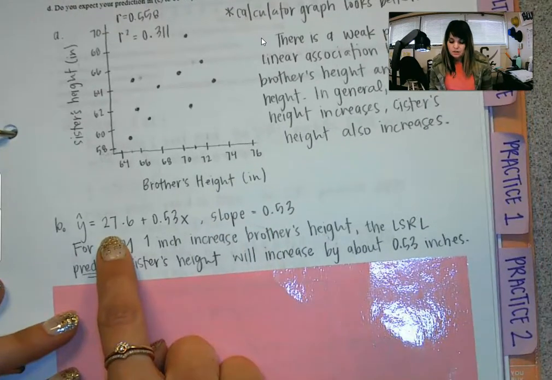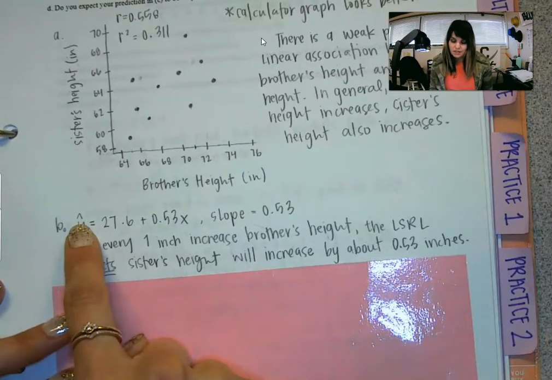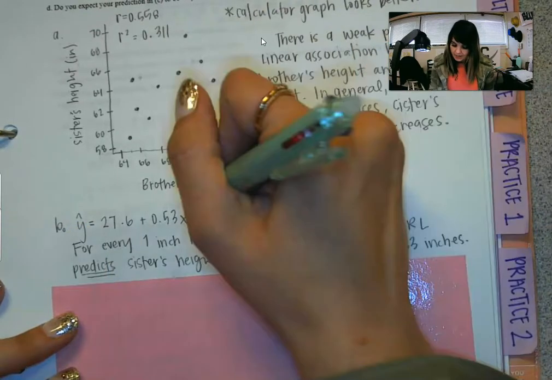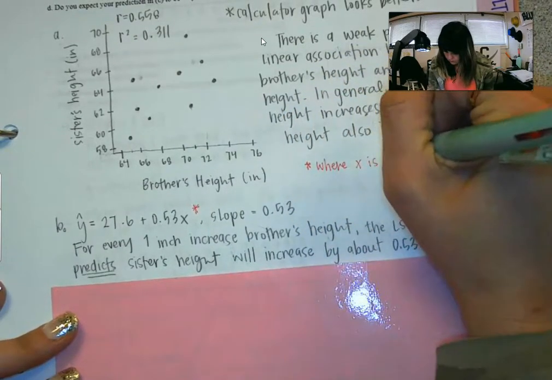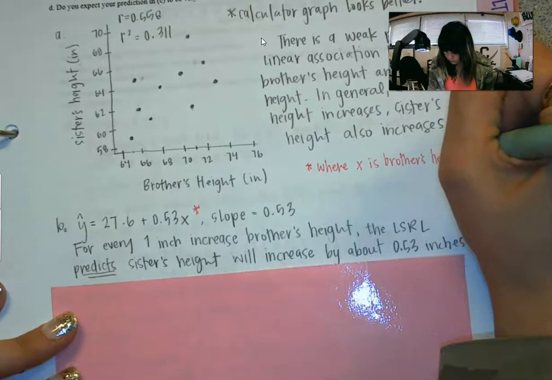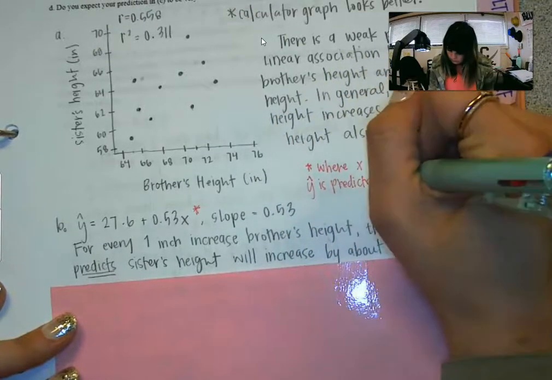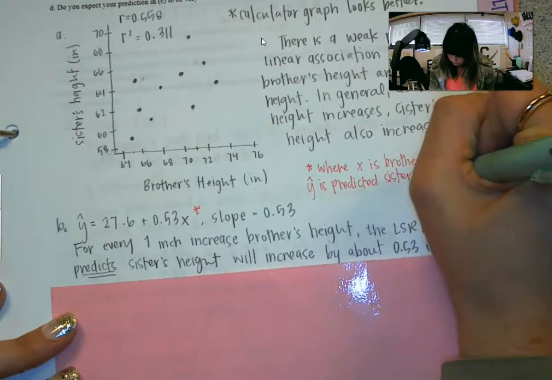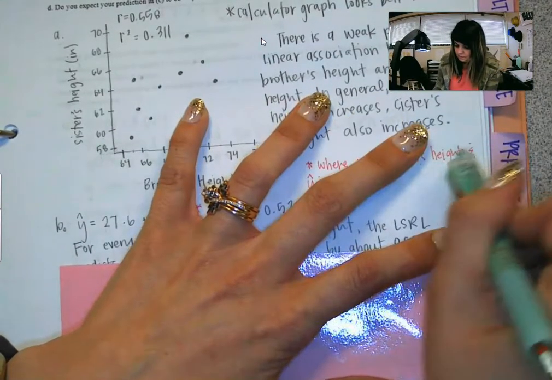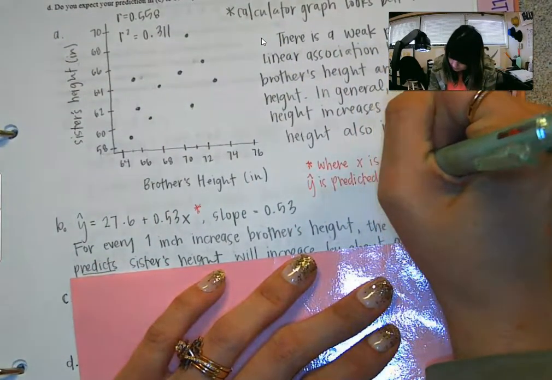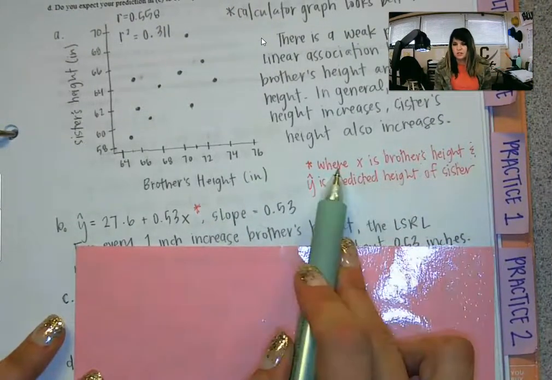So I found the line. I wonder if I would be docked points because I didn't say where x is brother's height and y hat is predicted sister's height. We may want to add that in. I think that would sound better as predicted height of sister. This is something that if I had time at the end, I would probably just run through my answers quickly, and I probably would have added it in just like this.